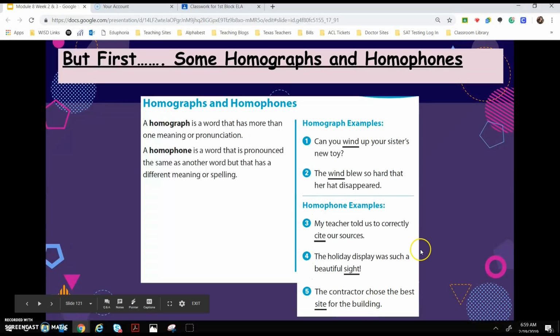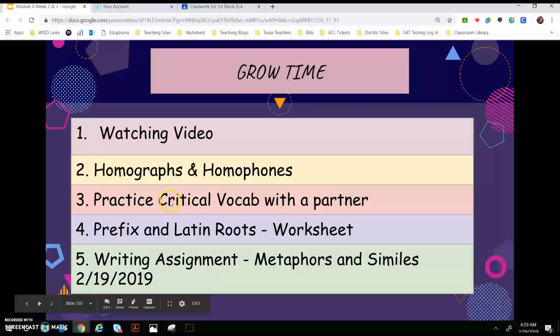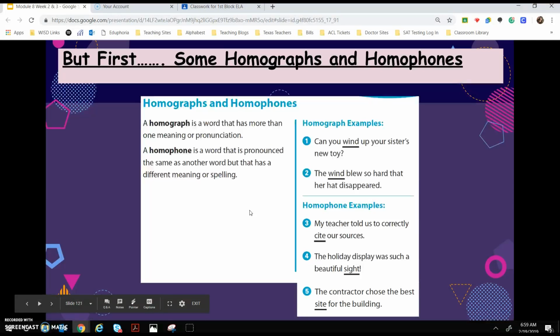So again, to clarify, a homograph is a word that has more than one meaning or pronunciation. So here it had different pronunciations. And a homophone is a word that is pronounced the same as another word, but that has a different meaning or spelling. So here, cite means to tell us where you got a certain source. Sight is something beautiful for me to see. And here, site is a location. Okay? So now moving on, we are going to look at critical vocab with a partner.